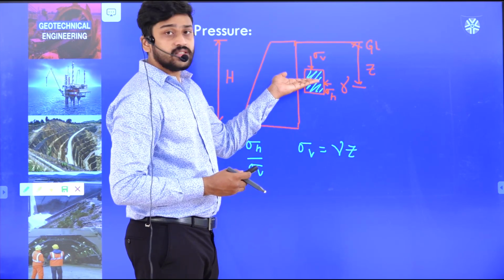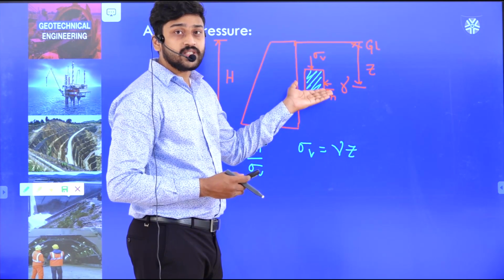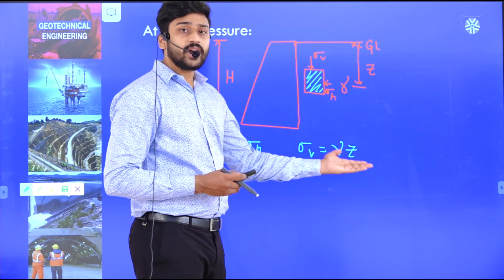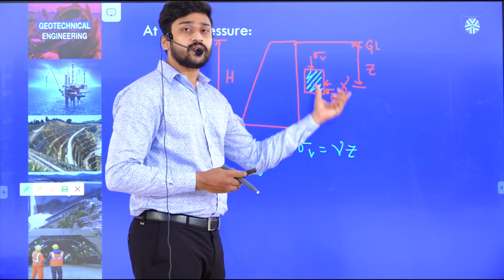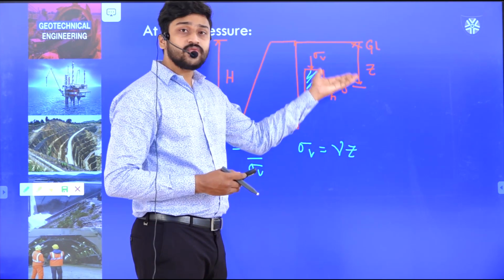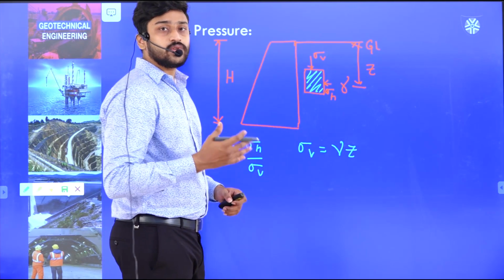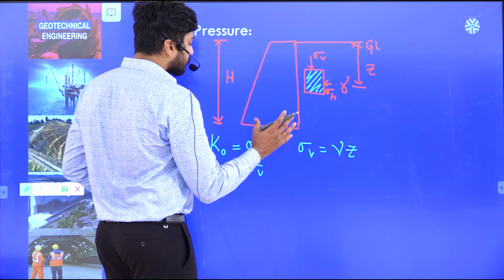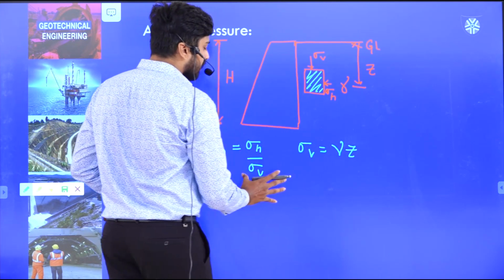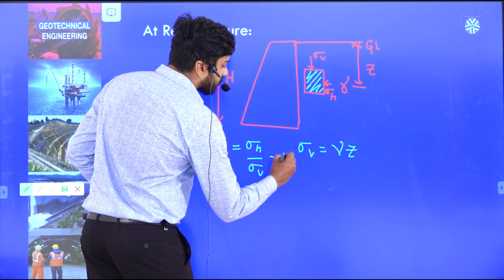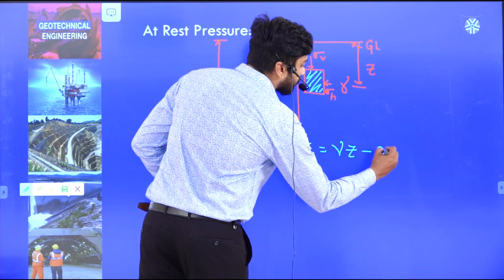The vertical stress of a particular element at a depth z is nothing but gamma into z, where gamma is the unit weight of the soil and z is the depth at which we are finding the vertical stress. This we have learnt in our stress distribution concepts. Let us denote this as equation 1 and this as equation 2.